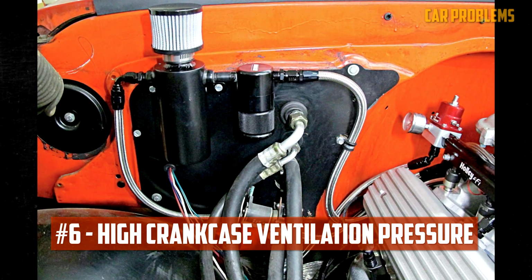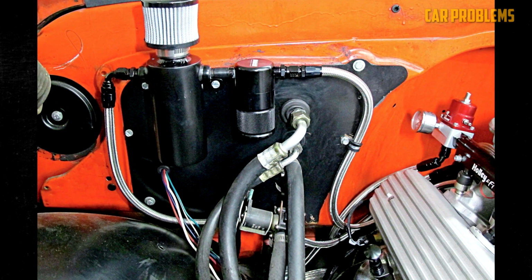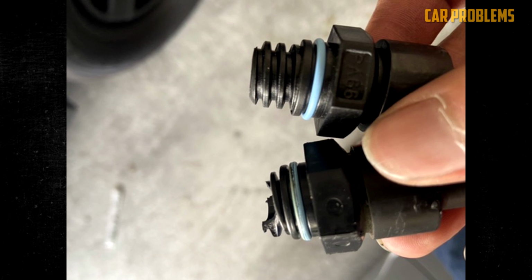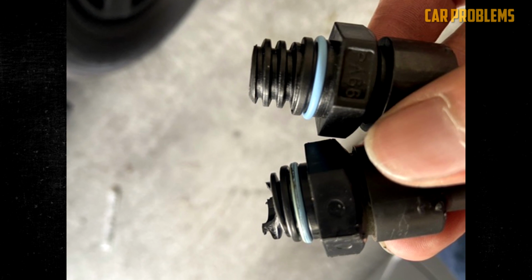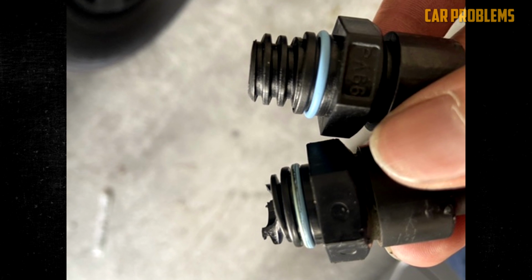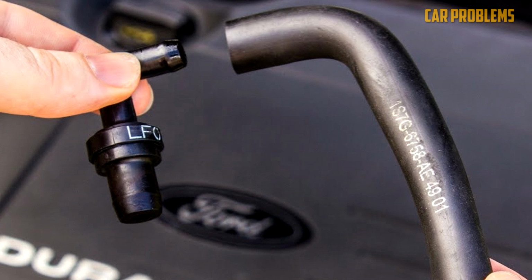High crankcase ventilation pressure. The pressure inside the crankcase is controlled by the positive crankcase ventilation valve. When this component breaks down, the pressure may get too high and cause oil to blow out of the dipstick. Incorrect oil levels or engine blow-by are other potential causes of the high pressure. In either case, permanent harm will result, so don't take chances.